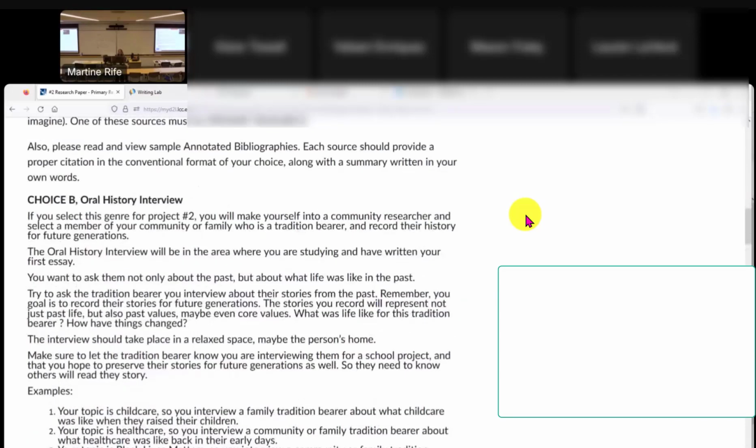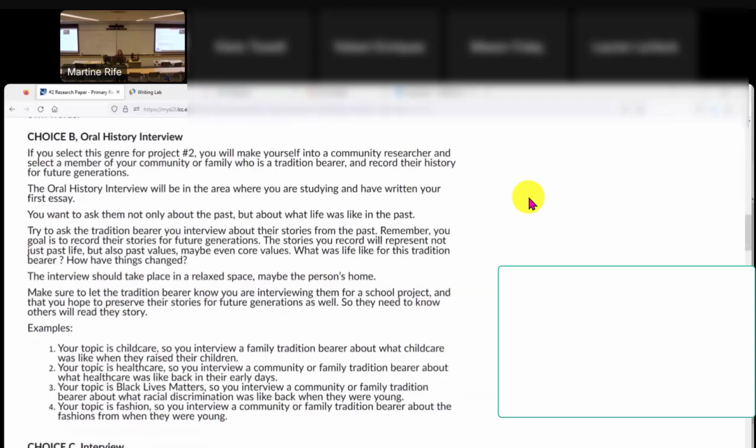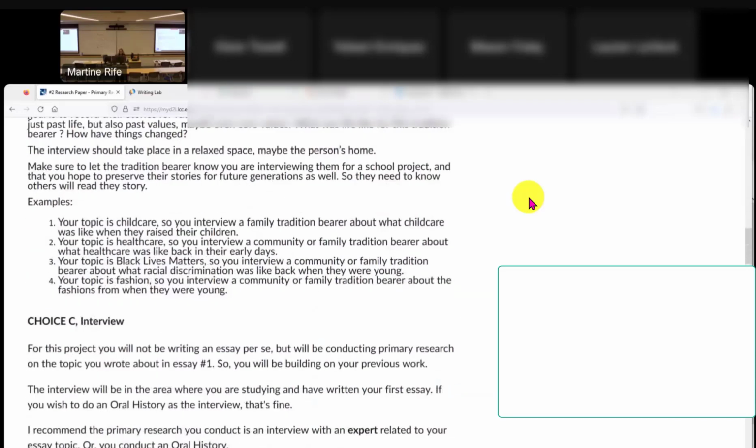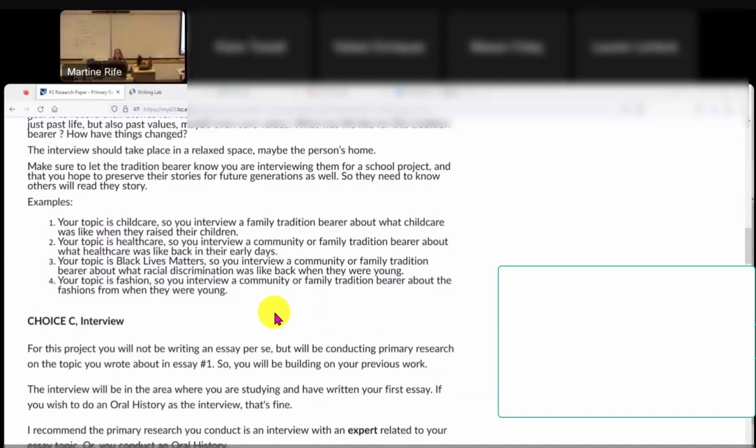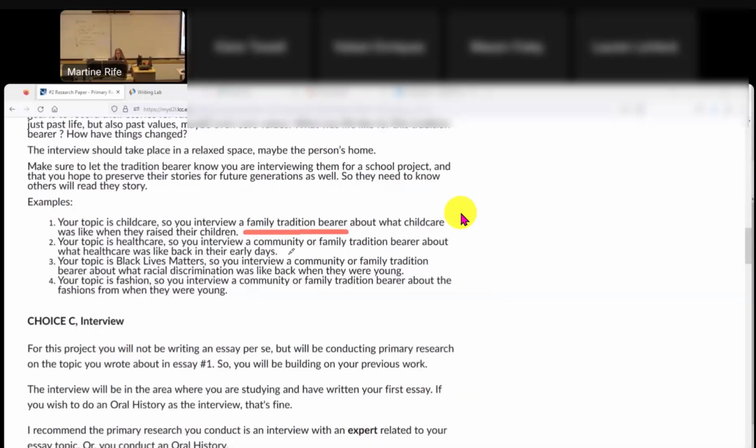Your other choice is to, remember, you're working with your topic from your first paper. Your other choice is to do an oral history. So with an oral history, normally what you do is talk to an elder in your community that has knowledge about the topic. I'll give you several examples in the assignment. Say your topic is childcare, so you interview a family tradition bearer about what childcare was like when they raised their children or when they were a little kid.